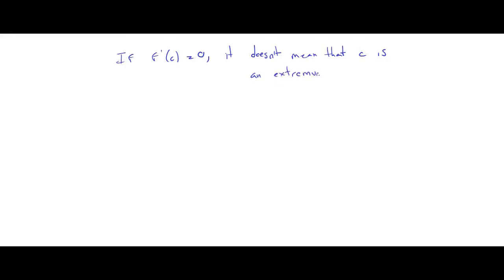Remember that what this theorem says is that if there is an extremum at c and f is differentiable at c, then f prime is going to be 0. But the other way around doesn't work, right? If the derivative is 0, it doesn't always mean that this is an extremum. And the classical example is x cubed, right? X cubed works like this, more or less.